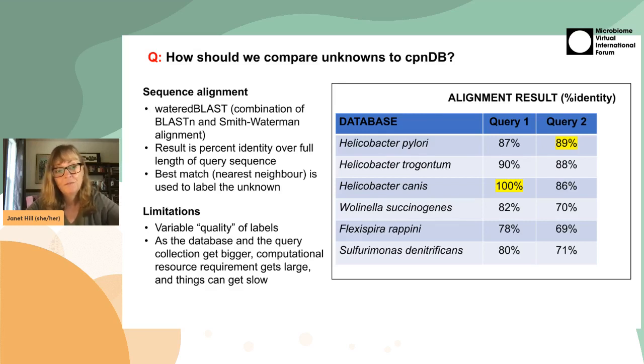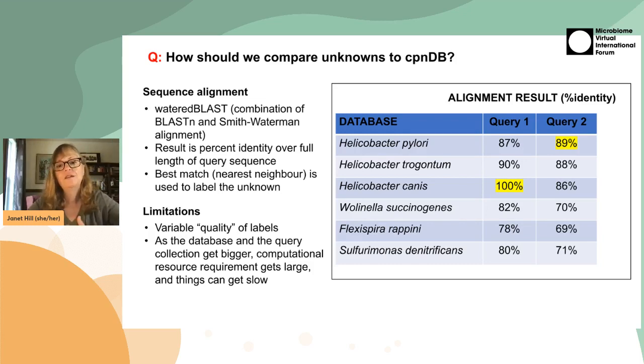Historically, we've been using alignment-based methods, a combination of BLAST and Smith-Waterman alignments. And the result from that, as you'll see on the right, an example with 2 queries there, is a percent identity to the best match in the database, which in the case of query 1 here is great. It's 100% identical to Helicobacter canis, so we would feel confident about that identification. But for query 2, there is no perfect match, and so we're left with a best match, which means when you're reporting these hits out, there's a lot of interpretation that has to be done, and it can be a little bit misleading. The other thing is, as the database and the query set get larger, alignment methods are computationally intense, and so things can get quite slow.